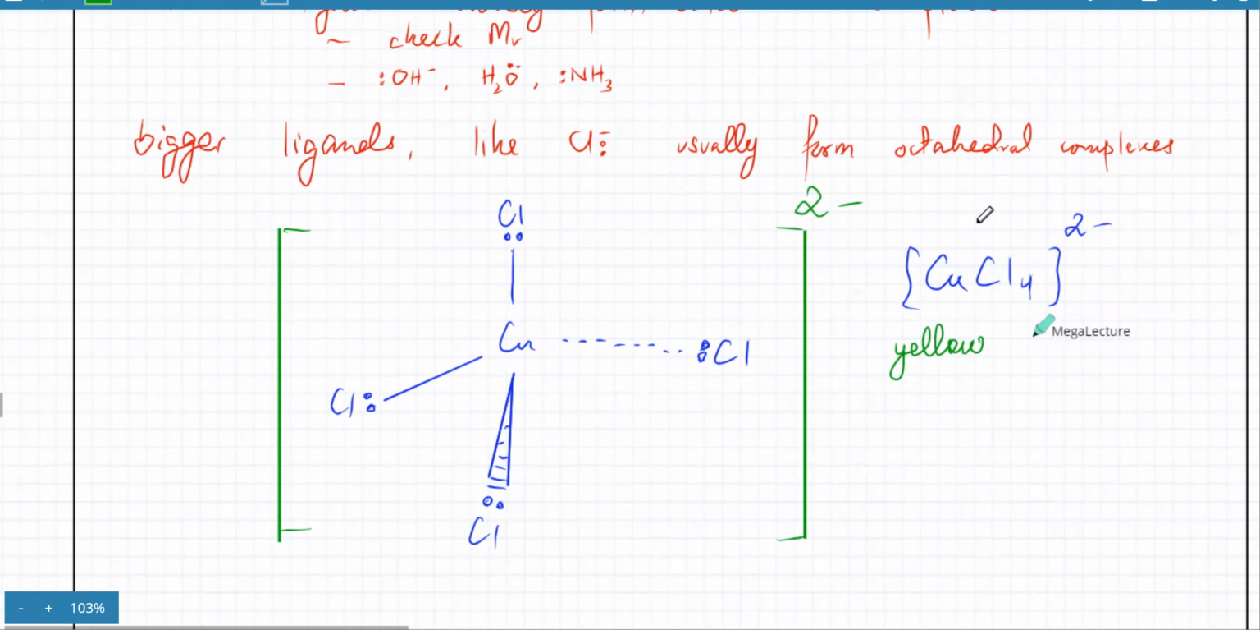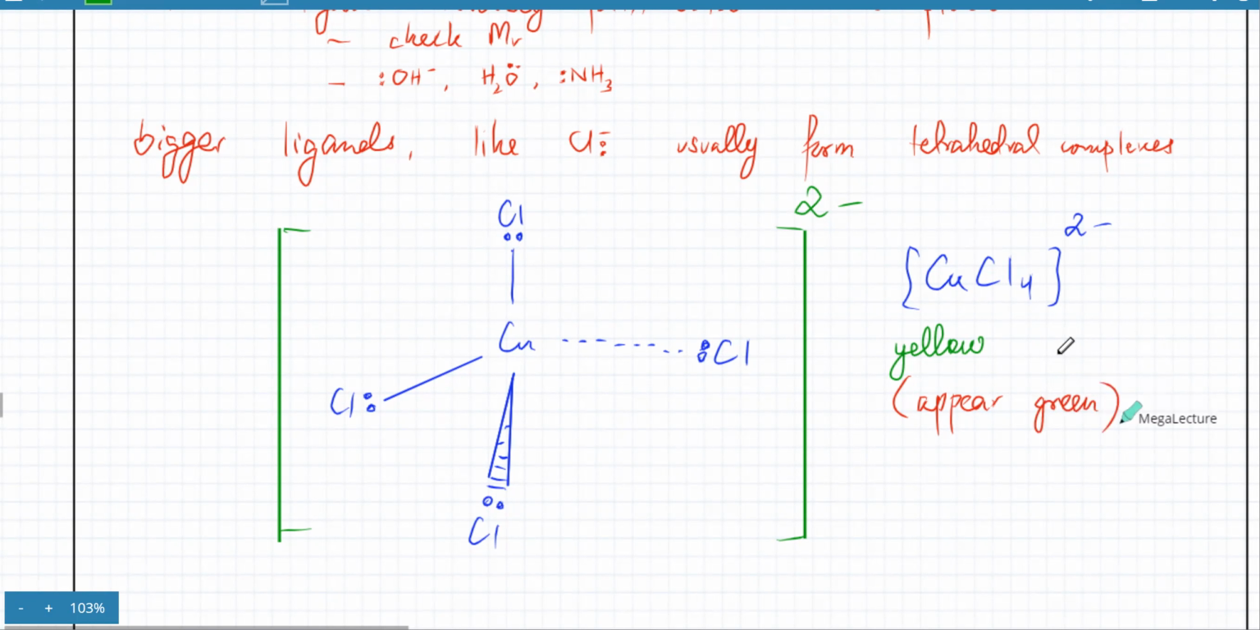One thing that I wrote incorrectly was that I should have used the word octahedral. This shape is tetrahedral. So let me correct that as well. They usually form tetrahedral complexes, not octahedral complexes. Only 4 Cl ions are going to get attached. And another thing is that instead of actually looking yellow, most of the time it appears green in color.